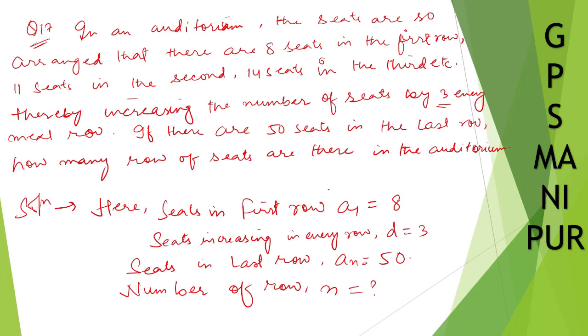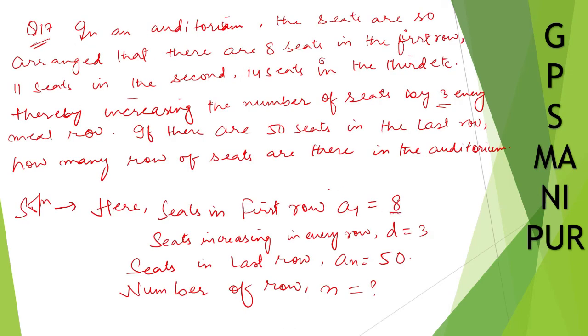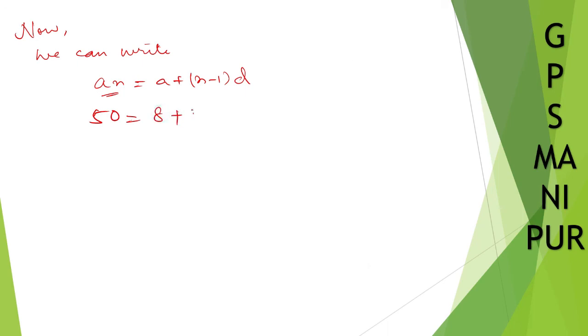So now we can write AN is equal to A plus N minus 1 D. We know AN. AN is 50. So 50 is equal to, what is A? A is 8, right? So 8 plus N minus 1 and D is 3. So 50 minus 8, take 8 that side. What is left out? 3 into N minus 3 ones are 3.